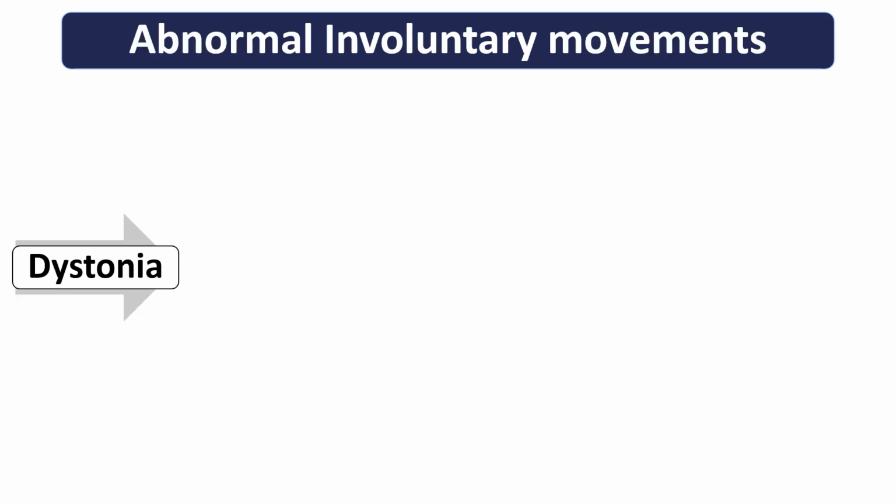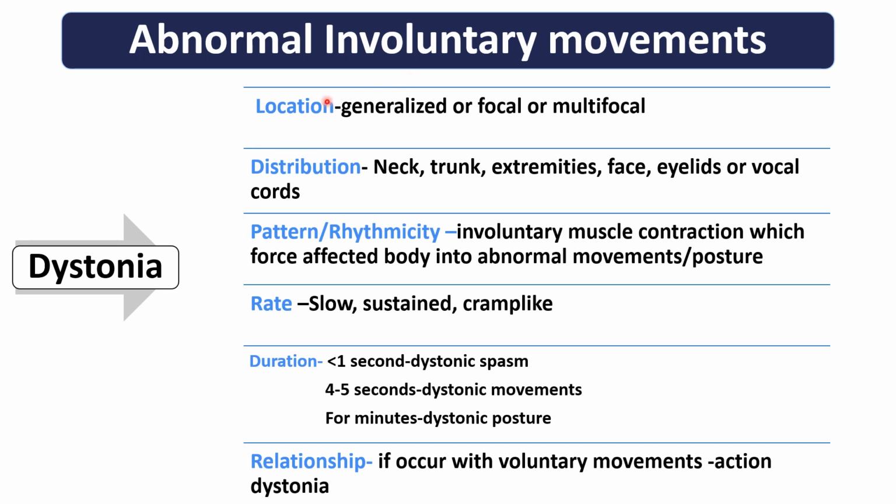Now dystonia. To describe dystonia, these are spontaneous, involuntary, sustained muscle contractions which will force the affected part of the body into abnormal movement, posture or spasm. According to the location, it can be generalized, focal or multifocal. Distribution generally affects the neck, trunk, and sometimes extremities, face, eyelids or even the vocal cord can be affected.